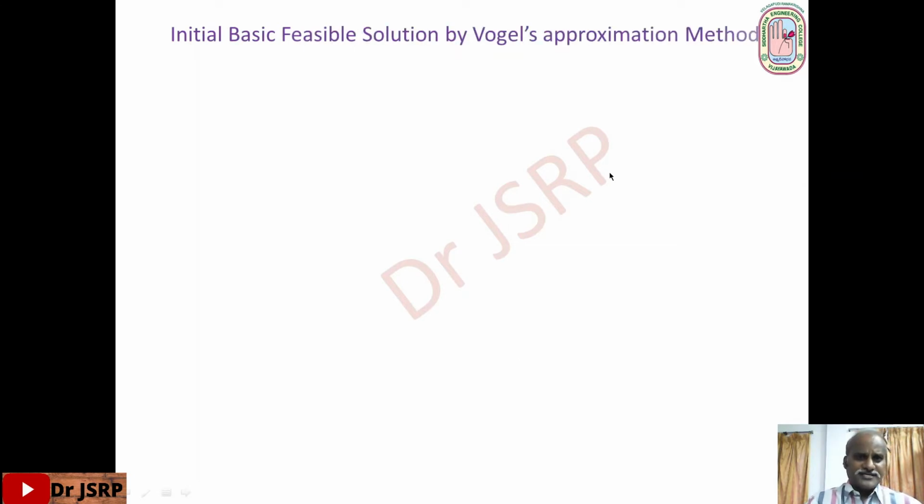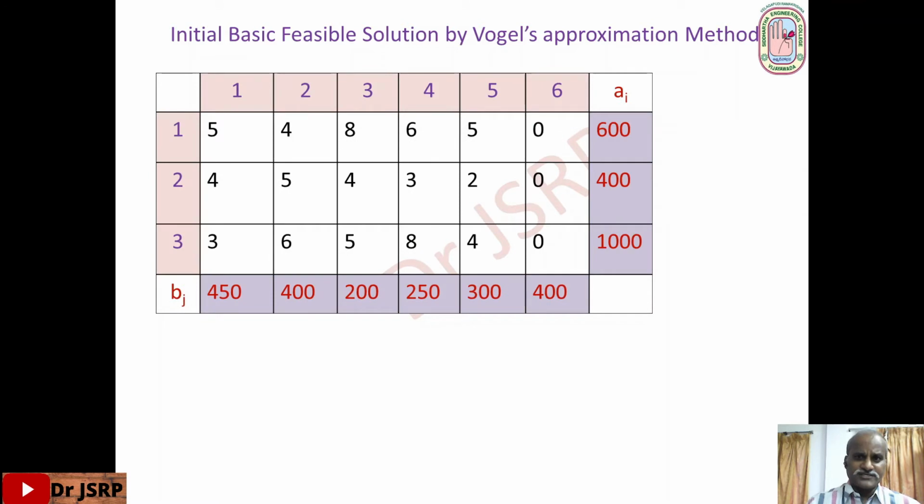Now we find the initial basic feasible solution by Vogel's approximation method. Already I have discussed it. We solve the transportation problem in 2 steps. In the first step, we find the initial basic feasible solution by using one of the methods, that is the least cost method or Vogel's approximation method. In the next step, we optimize the initial solution using the UV method. So here I find the initial basic feasible solution by Vogel's approximation method.